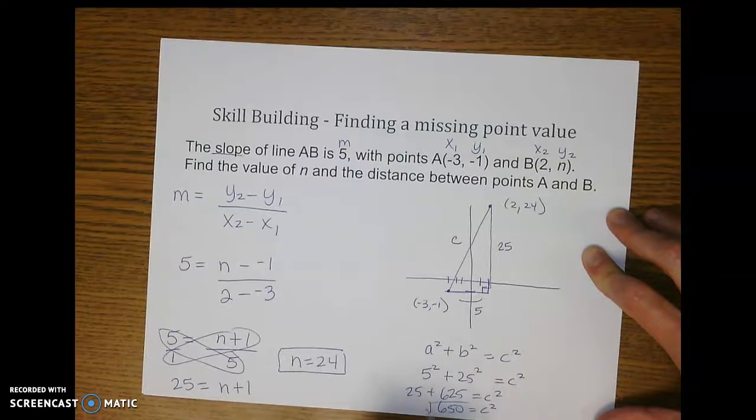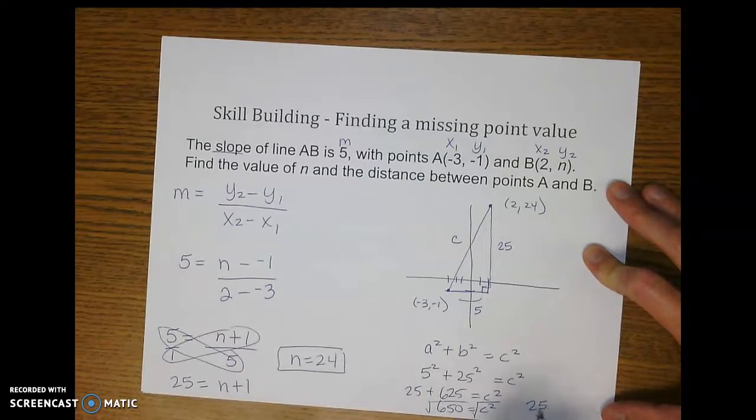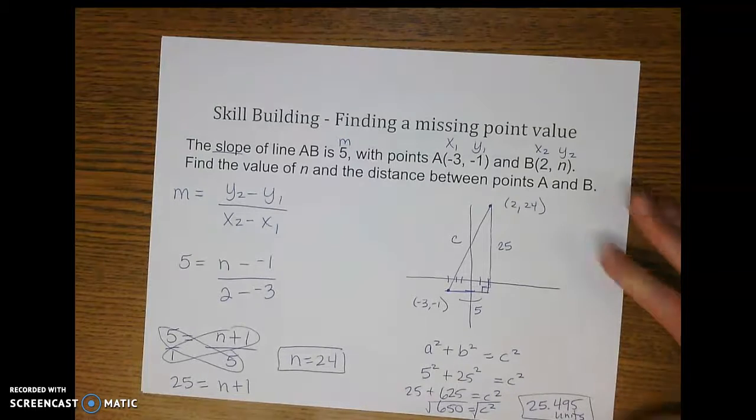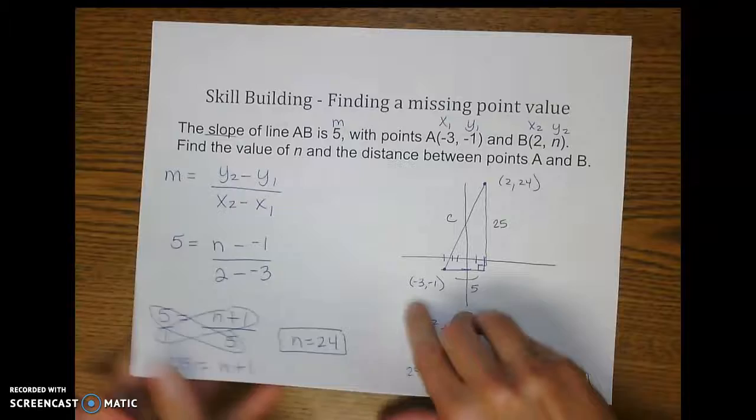And then I need to take the square root. So the square root of 650 is 25.495 units. That's how you do these type of problems. Let's do one more.